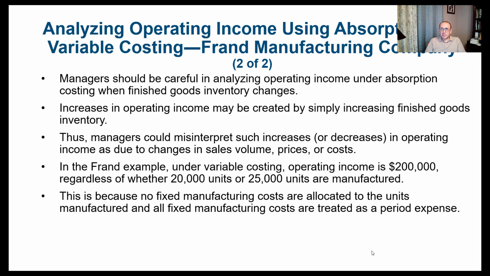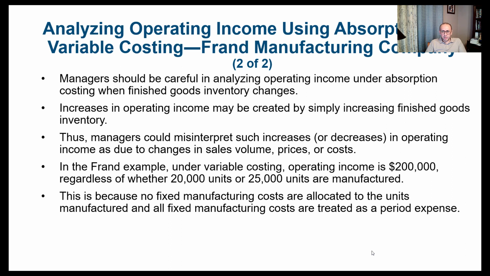So managers should be careful in analyzing operating income under absorption costing when finished goods inventory changes. We've just seen a clear example here when finished goods were over the sales. In this case, our profit was higher, but we need to be careful about that. Increases in operating income may be created by simply increasing finished goods inventory. Therefore, managers could misinterpret such increases or decreases in operating income as due to changes in sales volume, prices, or cost. So managers need to be careful about that.